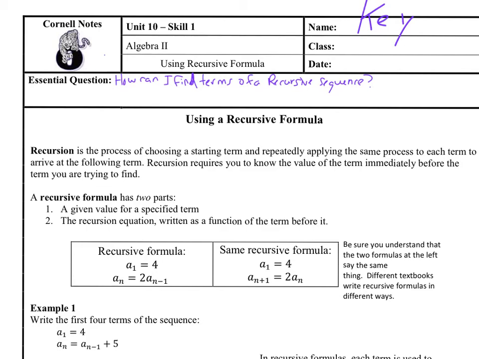All right, Unit 10, Skill 1. How can I find terms of a recursive sequence? So, what is a recursive sequence? What is the recursive formula? So here we go. What is recursion?